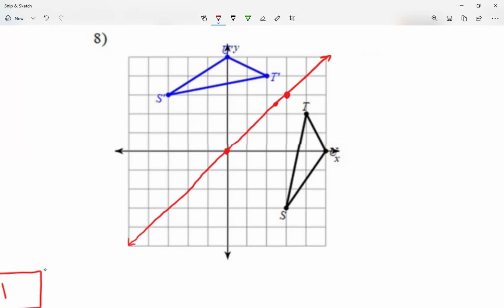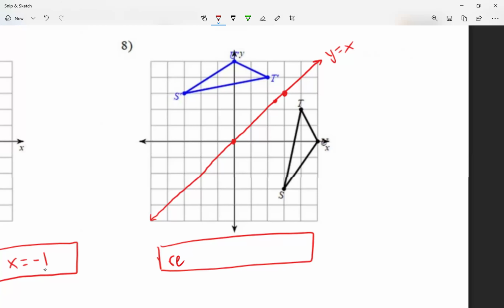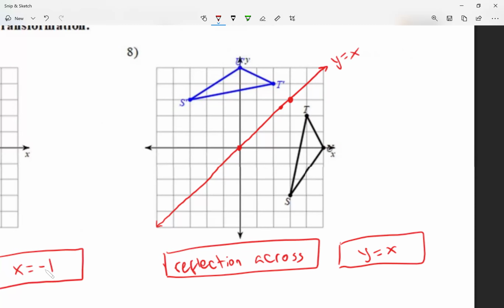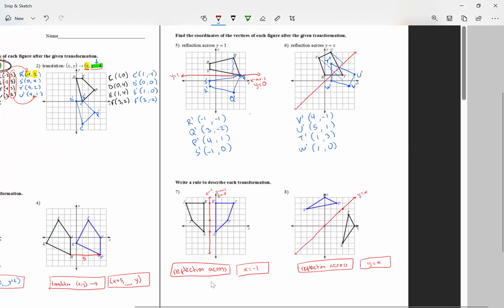From left to right, like when we read words, we go from left to right. From left to right, it seems like it is going up. So this is the line called y equals x. That's my mirror line. So my rule for this one is going to be, from the first list, I'm going to choose reflection across. And then on the other space, I'm going to type the equation of this line, which is the line y equals x. So half of your homework, you had to give me the coordinates. The other half of your homework, you had to give me the rule.